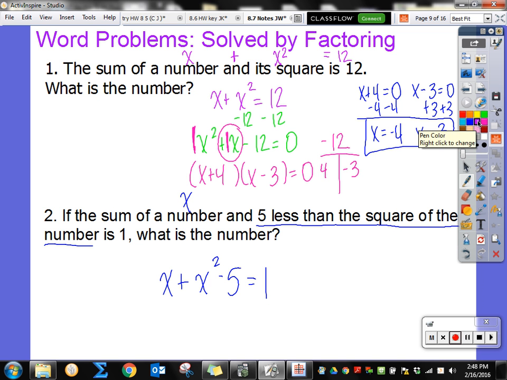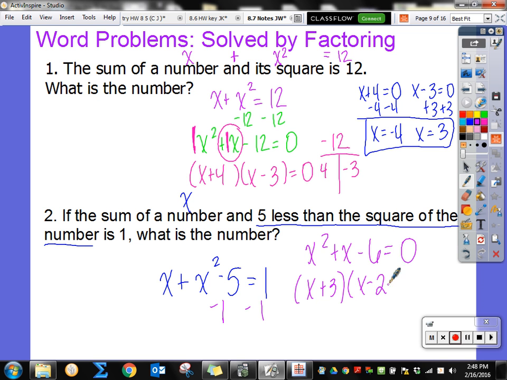So what do we need to do to get started on this one? Set them equal to 0, so I'm going to minus 1 on both sides. In that process, I'm going to take the time to switch these two. So I have x squared plus x, then minus 6 equals 0. Then, and I just want to show you how quick eventually you'll get. I know my factors are going to be x plus 3, x minus 2 equals 0. So x equals negative 3, x equals 2.